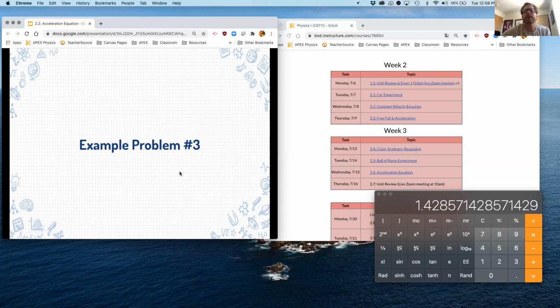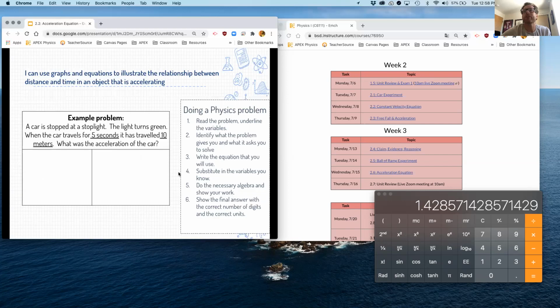The last one is, in this case, we're solving for acceleration. So in this case, you can say, oh, we're not talking about something falling, we're talking about something accelerating, like a car at a stoplight. So a car at a stoplight, you can assume it's stopped. Then the car turns green, and then let's say 5 seconds later, it has gone 10 meters. We need to figure out what the acceleration of that car was.